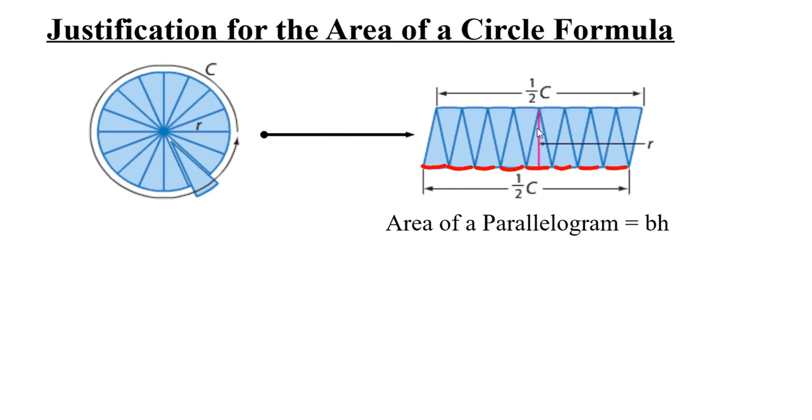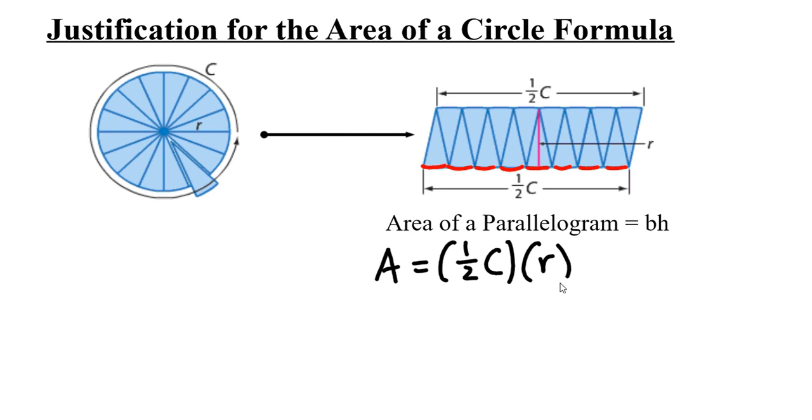And then the height of it is just the length of each piece. And the length of each piece is the radius of the circle. So the base is 1/2 of the circumference. And the height of the parallelogram would be the radius of the circle.